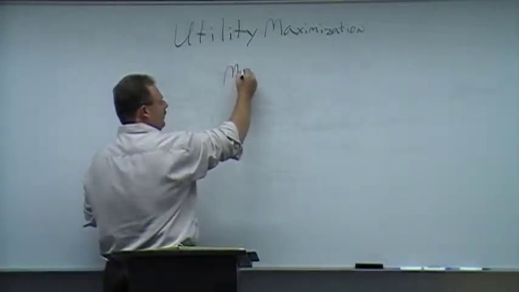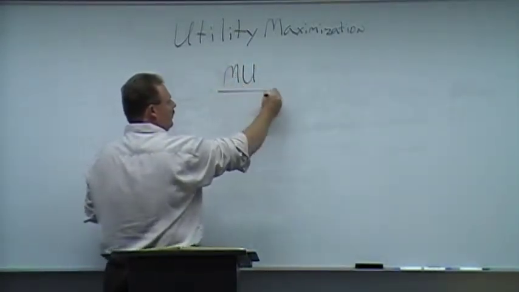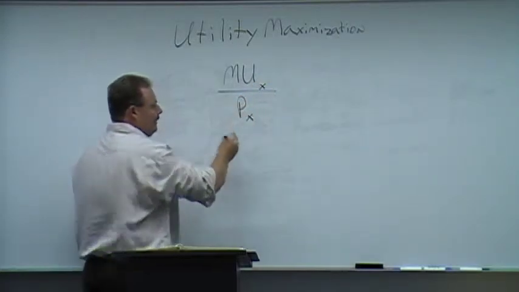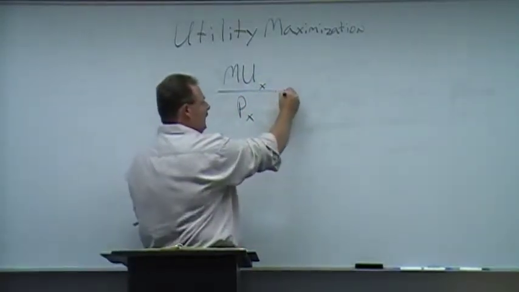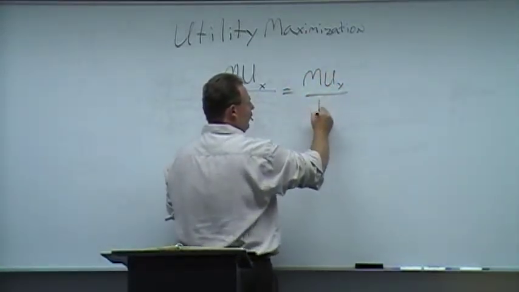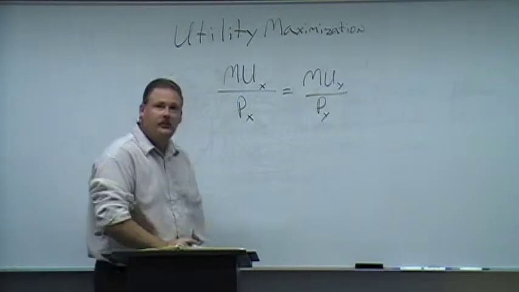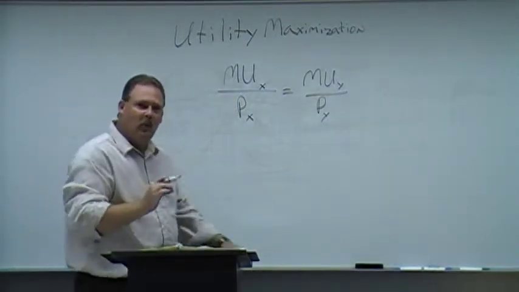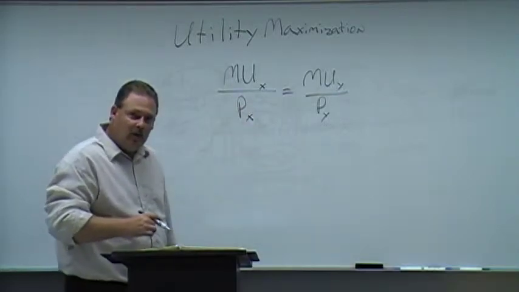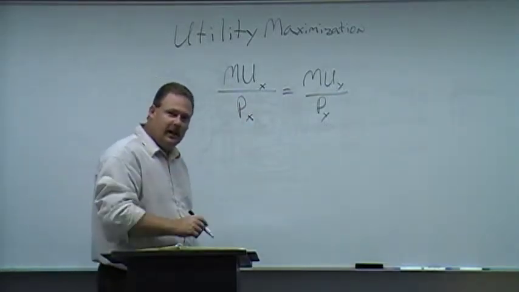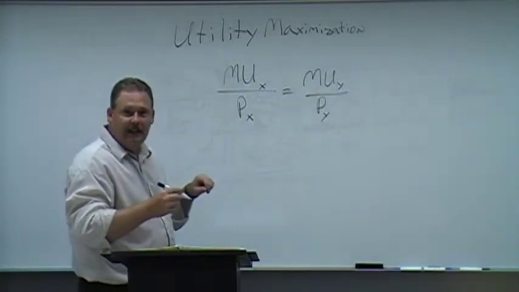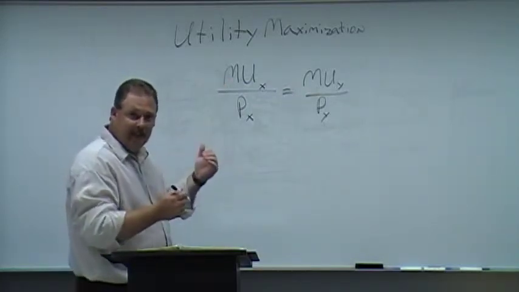The equation is the marginal utility of good X over the price of good X should be equivalent to the marginal utility of good Y over the price of good Y. What it says is the marginal utility per dollar should be equal for all goods. If it's not, you should purchase that good. And in purchasing it, the next marginal utility level for that good will decline.